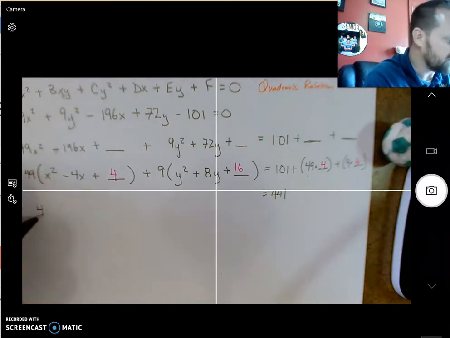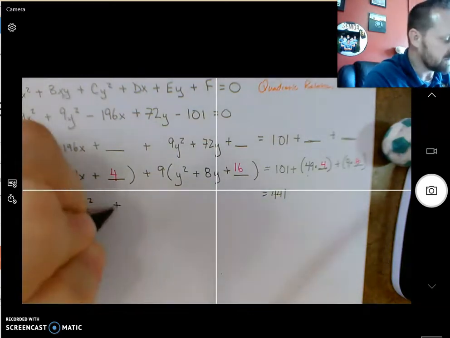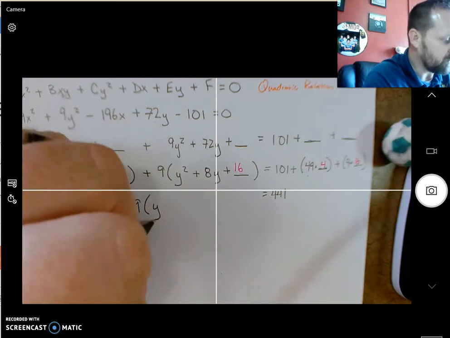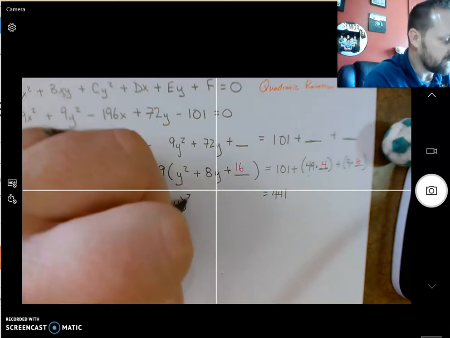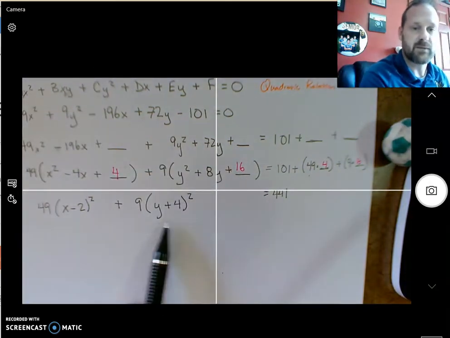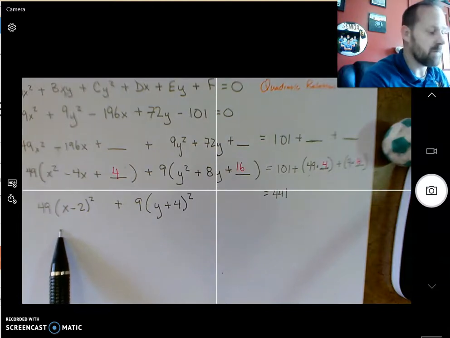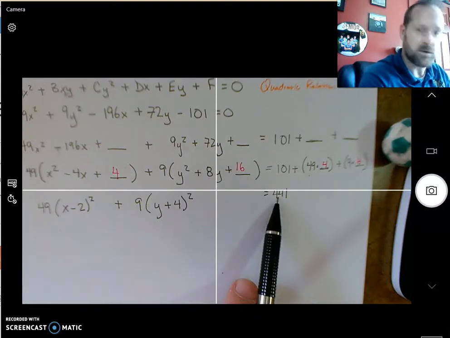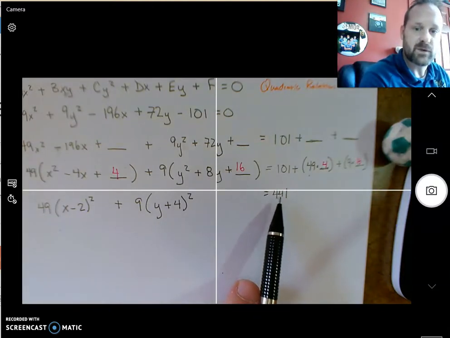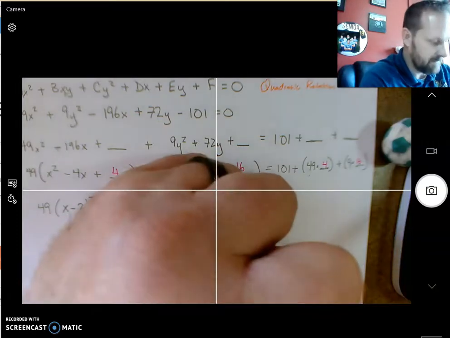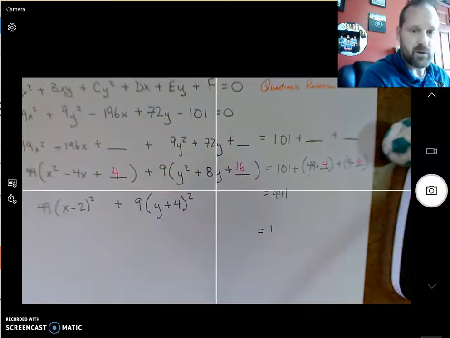So now this is 49 multiplied by x minus 2 quantity squared. And this is now plus 9 multiplied by y plus 4 quantity squared. That was the whole point of this, to get perfect squares. Now if you remember with the ellipse formula, it's different than the circle. We don't have radius squared. We want to set this equal to 1.